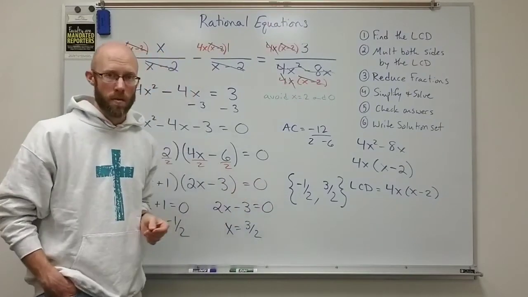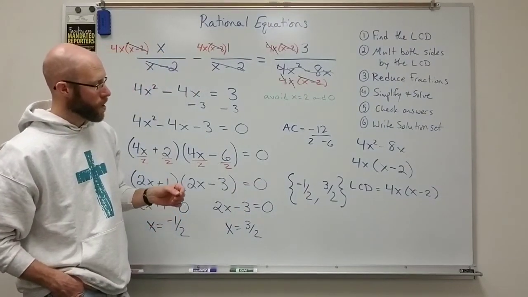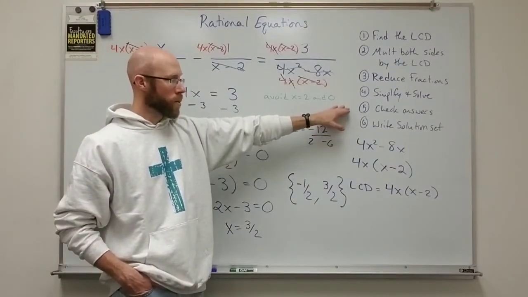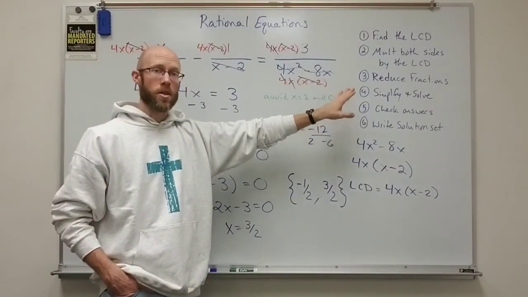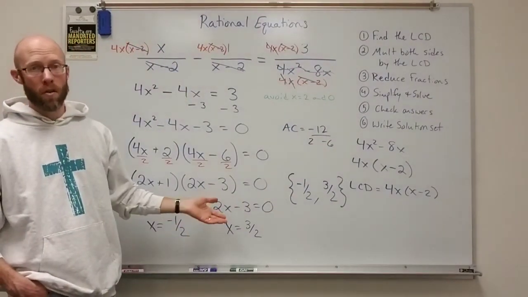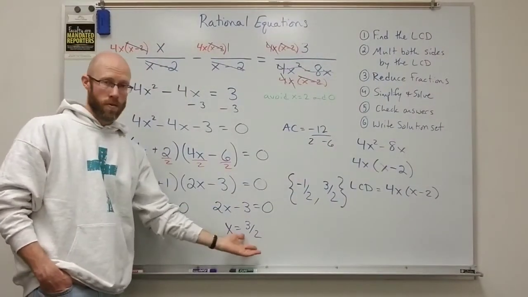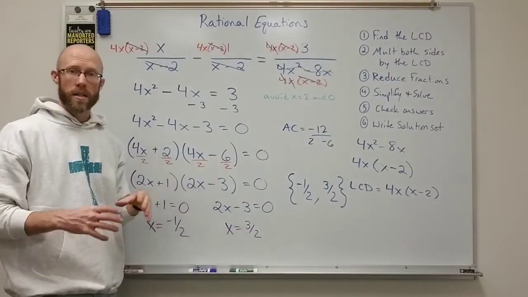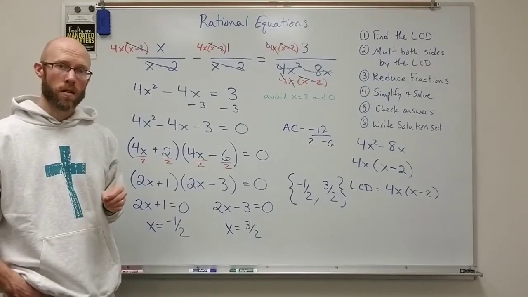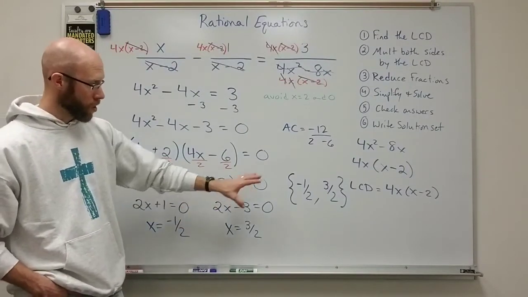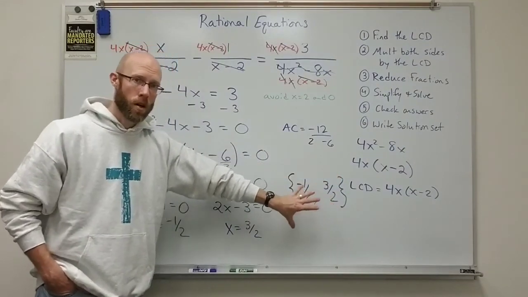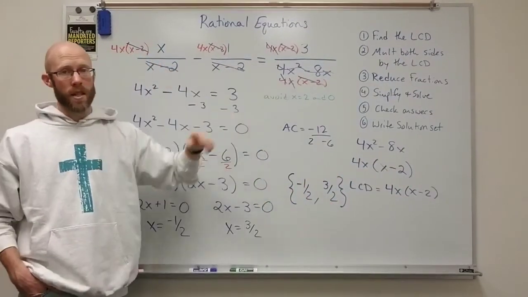I don't have another example for that right now, but I just wanted to mention that you do want to make sure to check your answers every time and check all of them, because you could have one or more of them. Maybe it could be the case that neither of these work. Okay, so there's lots of options, and you want to make sure that when you get to the final answer, you've included in your solution set only those answers that do not make the denominator 0.